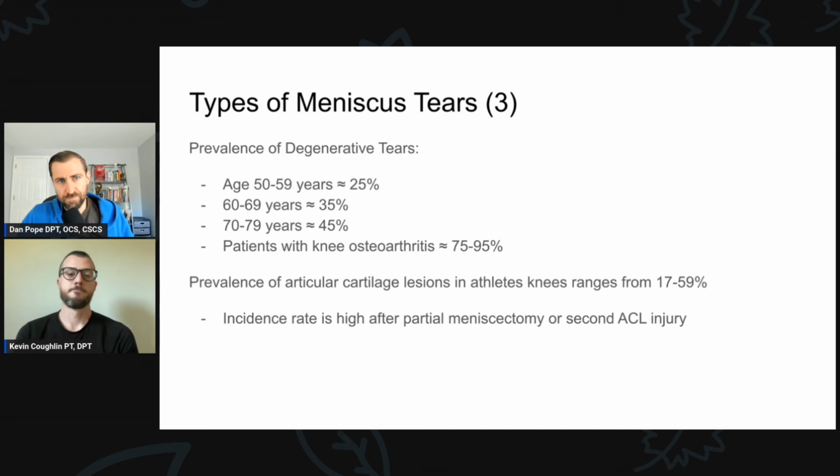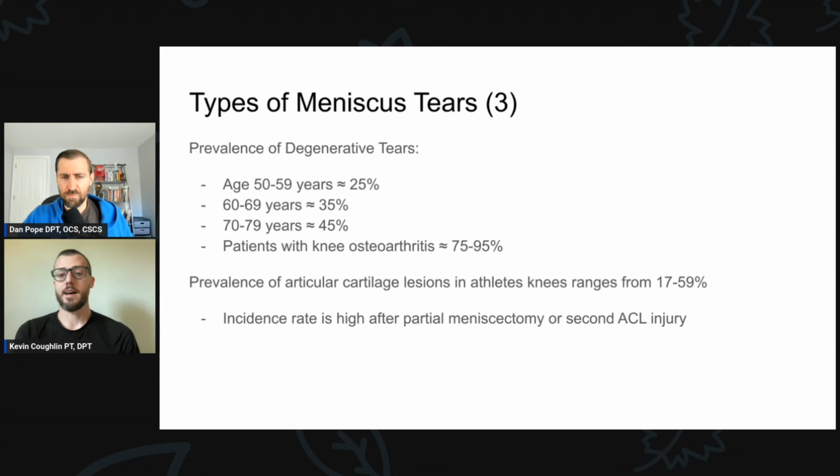That's kind of wild. And then the prevalence of articular cartilage lesions in athletes ranges from 17 to 59%. So, a pretty big range there. But I think the thing to keep in mind is if you have some untreated tear of the meniscus that degenerates a little bit over time, it leads to more knee arthritis, and it can lead to articular cartilage damage, which would be something we definitely want to avoid.